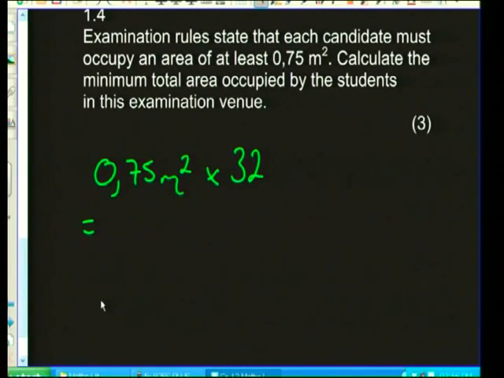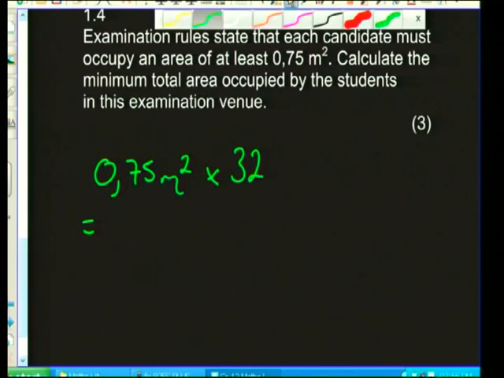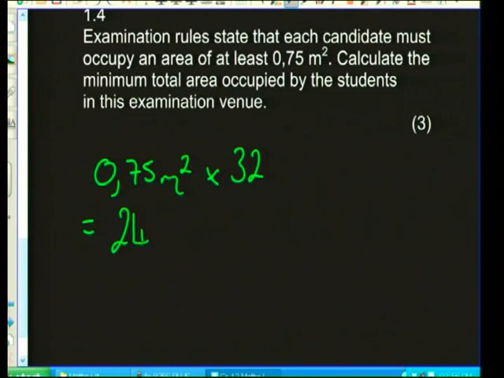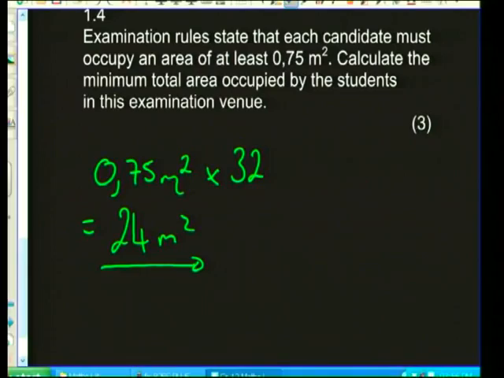So we need 24. But folks, 24 what? 24 meters squared. And I knew it had to be in meters squared because I'm working in meters squared. And the question was, calculate the minimum total area. So I have to have units squared when I work this out.